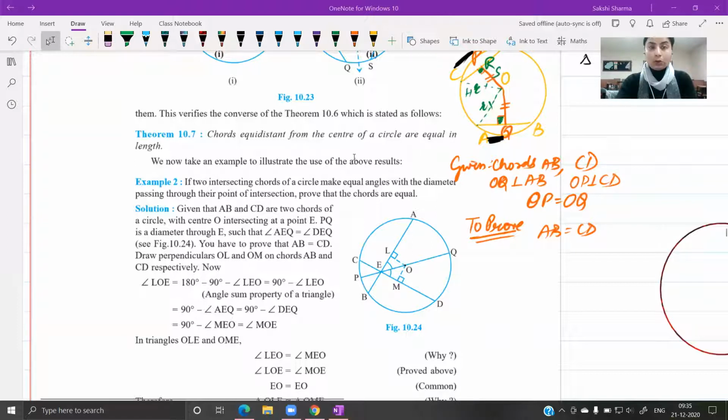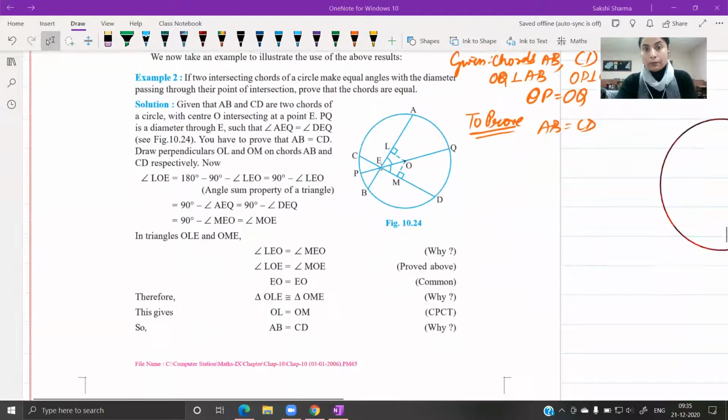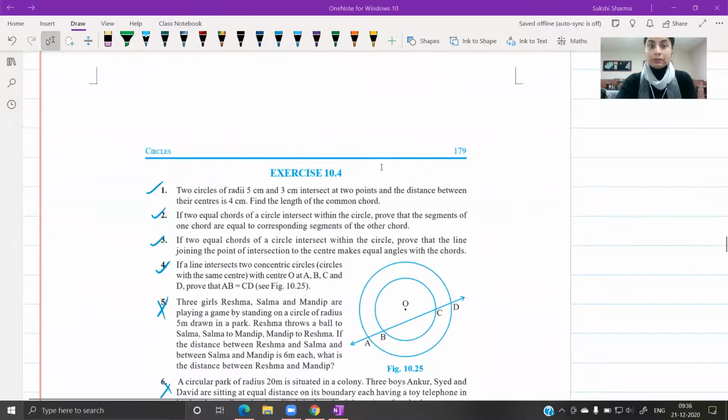Second thing we know is about a perpendicular which is drawn from the center to a chord. If we are drawing a perpendicular from the center to a chord, that perpendicular is going to bisect the chord. So all these results will be used in one way or the other, or sometimes together, in the questions that we have in 10.4. So please remember this.